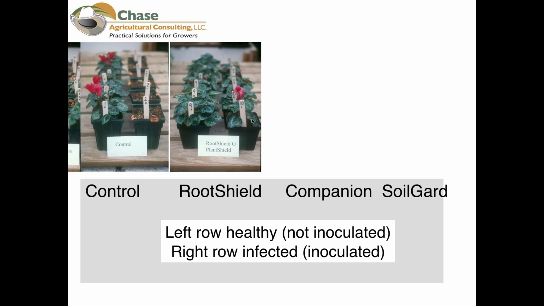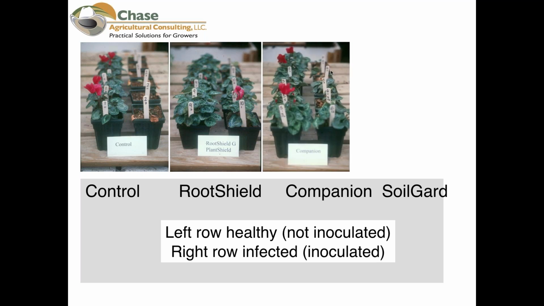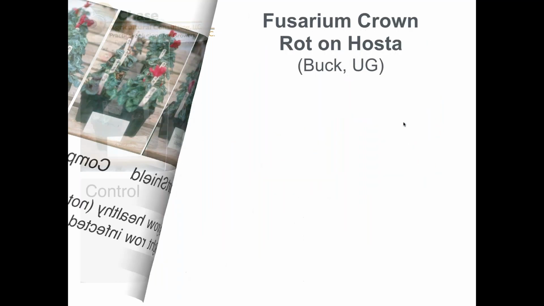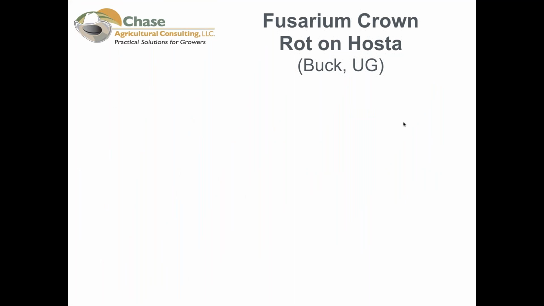How about Companion? Not as good. We've lost a good, looks like about 50% of them are gone. So it did do some good, but not as good. And here's SoilGard. SoilGard was better in this trial than Companion, but not as good as RootShield. So we can see clearly that the biologicals can help us with Fusarium. It's definitely true. But let me show you a little bit of work that was done on some chemicals.